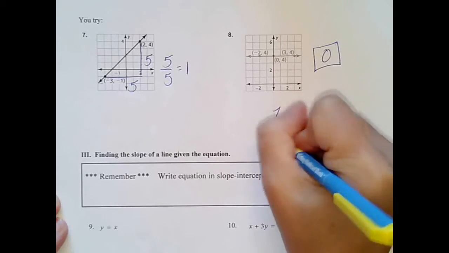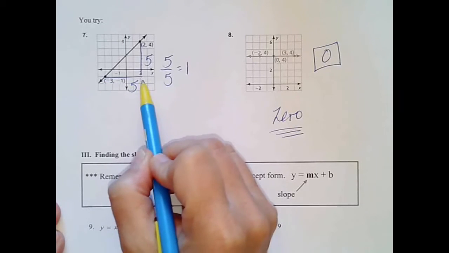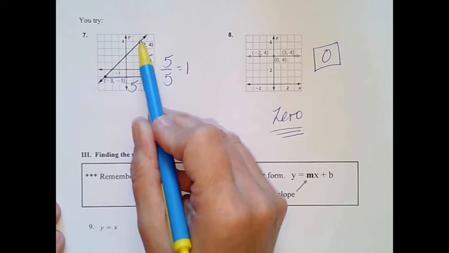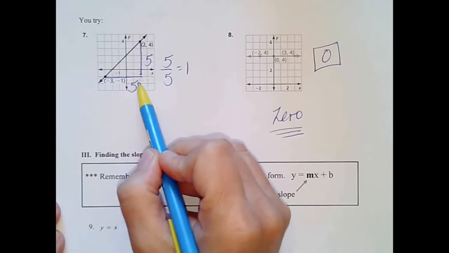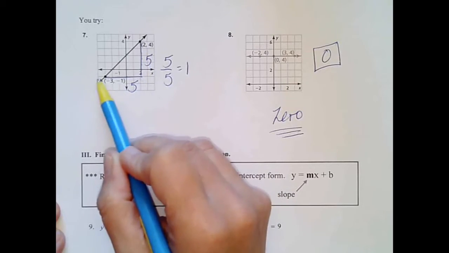Number 7, I'm going to go from left to right, right? So I'm going to go positive 5 and then positive 5. Some of you might be thinking rise and maybe you came down. If you did that, then you'd be going left, and it would be down and left. It would be negative, negative. This slope here is definitely going to be a positive one.